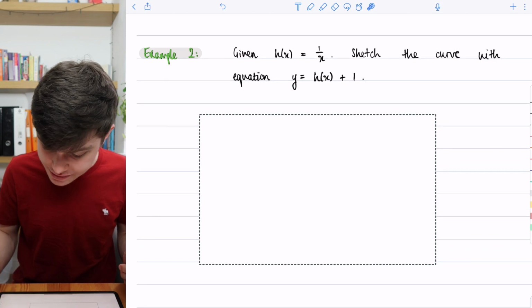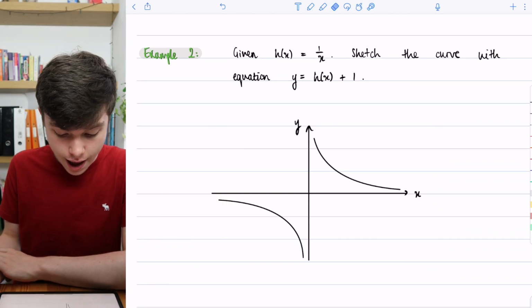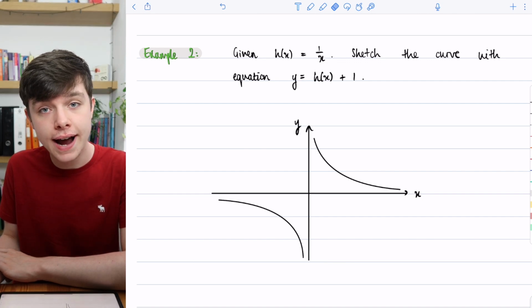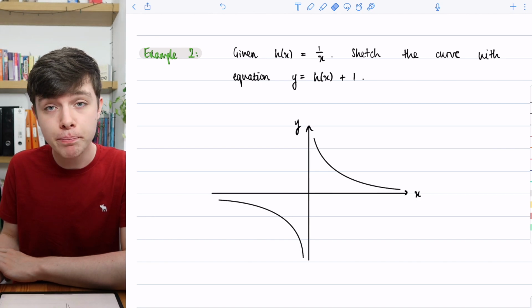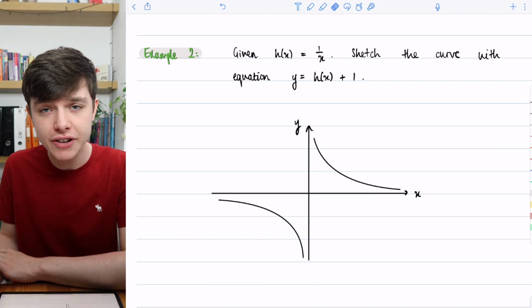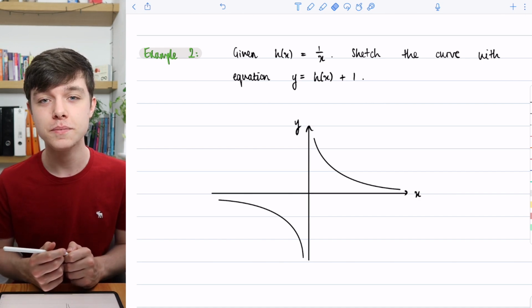So let's have a look. I've already sketched h of x for us, okay? 1 over x looks like that, and we looked at that in a previous video. But then we want to sketch the curve h of x plus 1. So pause and have a go if you want to, and then we'll work through the answer.